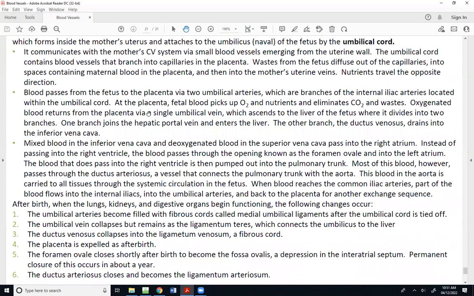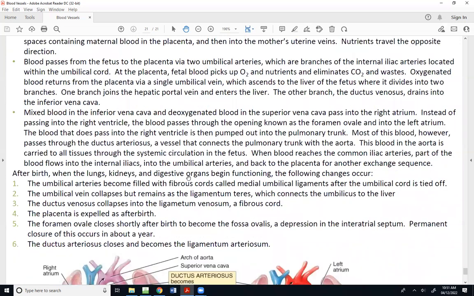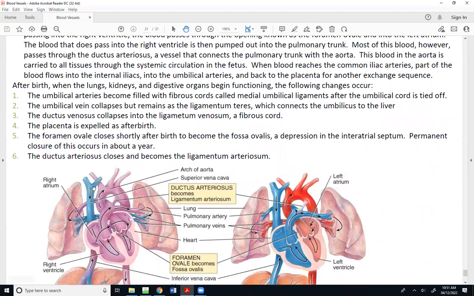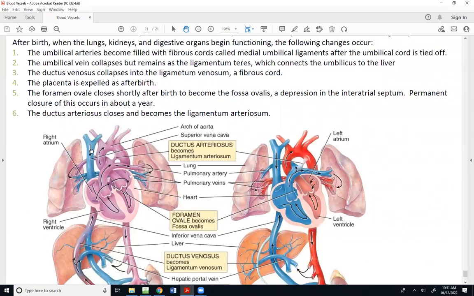So mixed blood in the inferior vena cava and deoxygenated blood in the superior vena cava pass into the right atrium. We see that taking place right here. Notice the superior vena cava is blue, whereas here the inferior vena cava is purple. Okay, those form mixed blood in the right atrium.